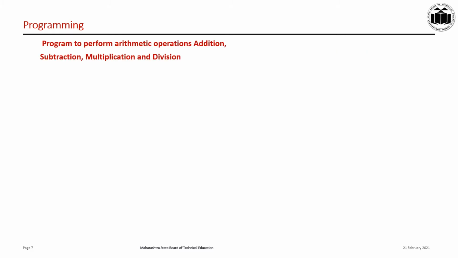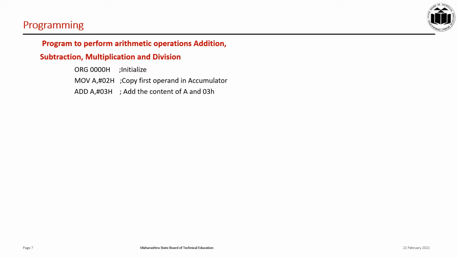Next program is to perform arithmetic operations: addition, subtraction, multiplication and division. Starting memory address initialization is done by using instruction ORG. For addition, load value 00H in accumulator. Then add this value with the value 03H by using instruction ADD A, #03H. After addition, store the result in register R0 by using instruction MOV R0, A. After addition, clear accumulator and clear carry flag.